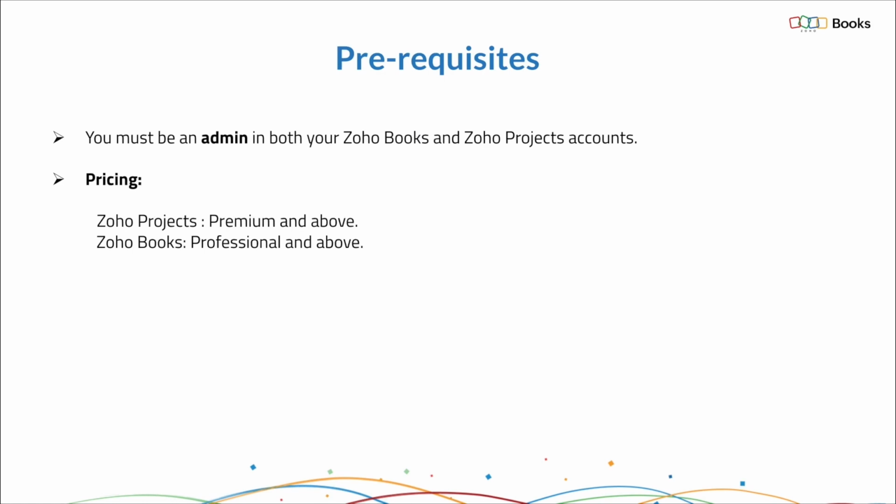Let's look at a few prerequisites to set up this integration. First is, you must be an admin in both your Zoho Books and Zoho Projects accounts. Second is the pricing. Your Zoho Projects account has to be in the premium plan and above, and your Zoho Books organization has to be in the professional plan and above.